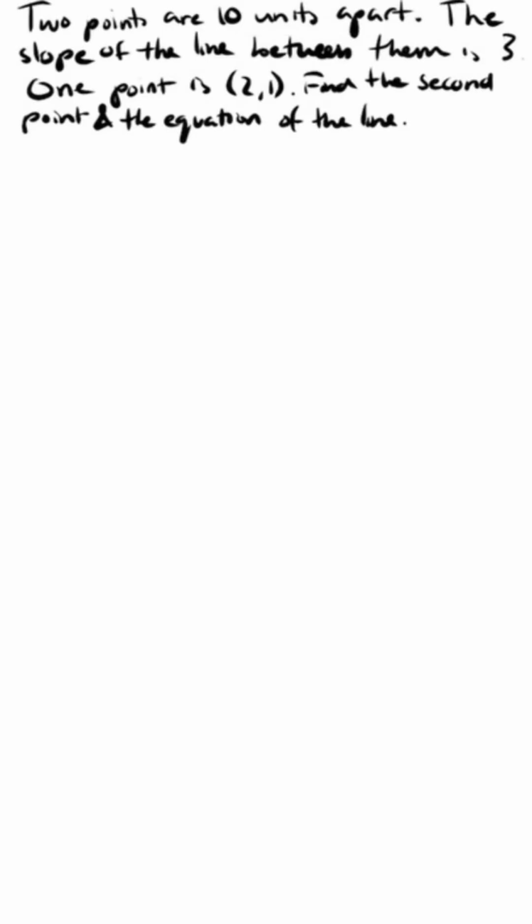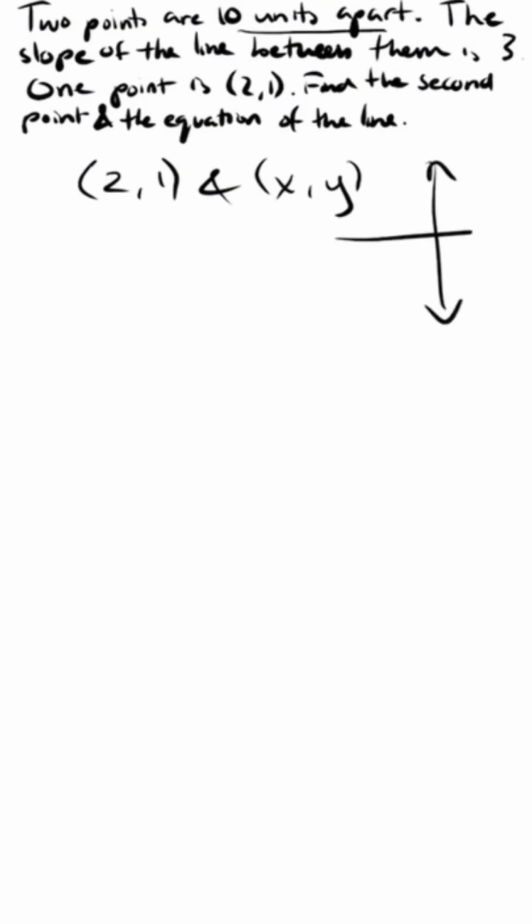Today we have a problem that says 2 points are 10 units apart. The slope of the line between them is 3. One point is (2, 1). Find the second point and the equation of the line. So we know that one point is (2, 1), and so we can treat the other point as (x, y). Now we know that these 2 points are 10 units apart, but how do we express that distance?